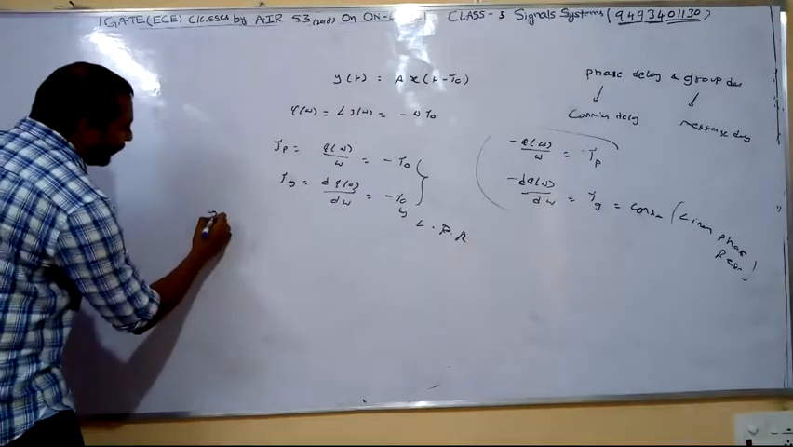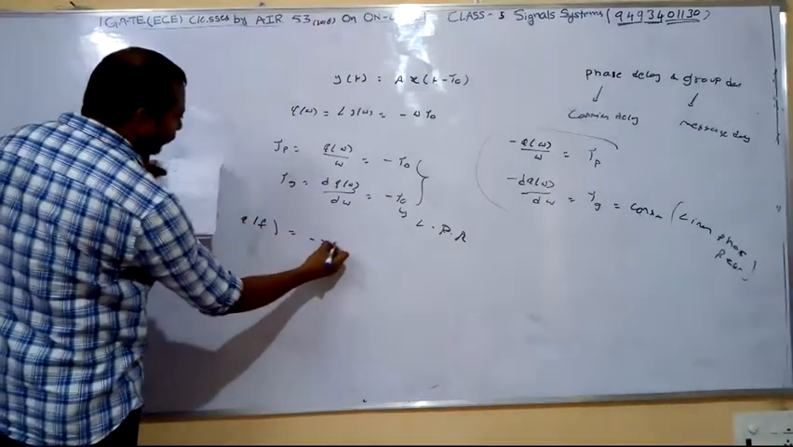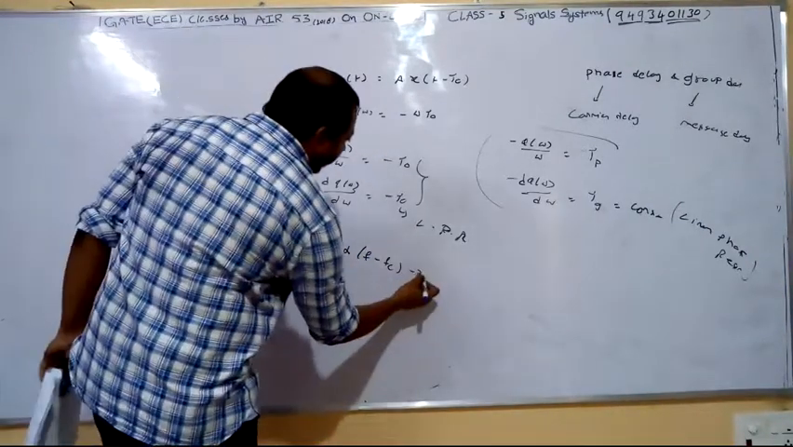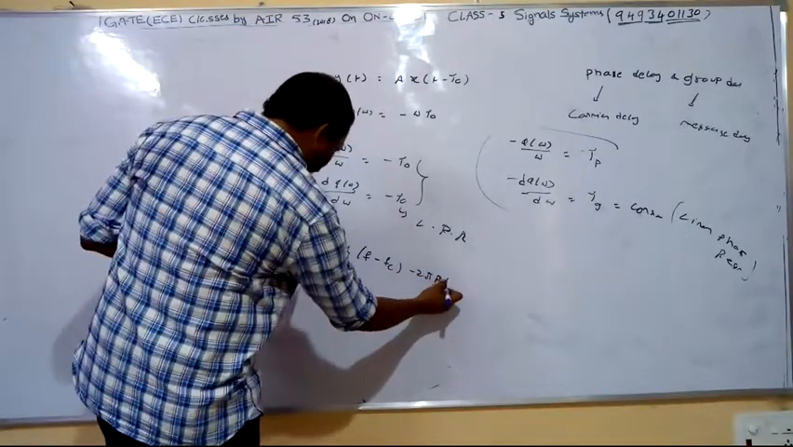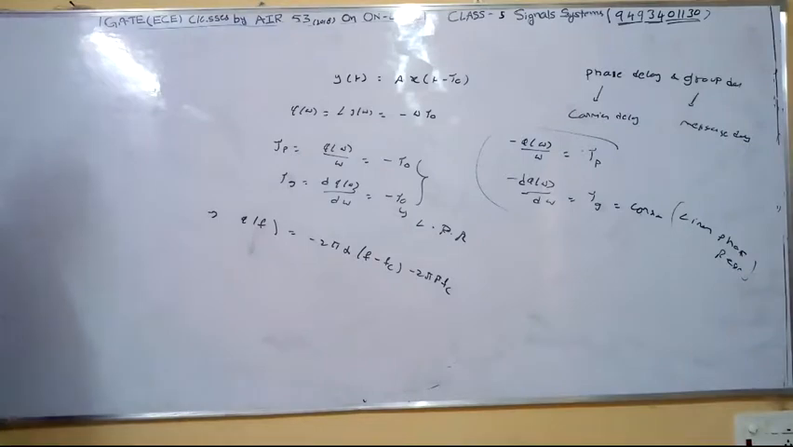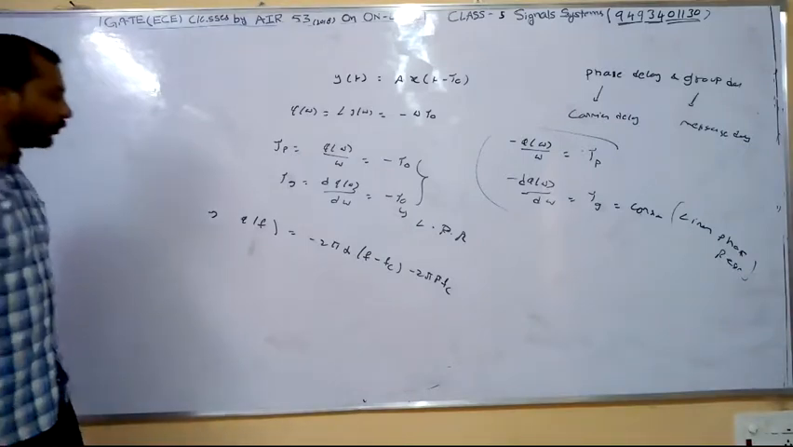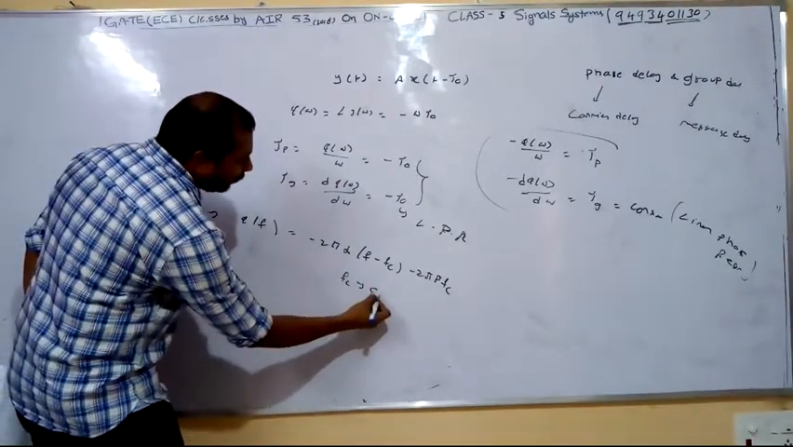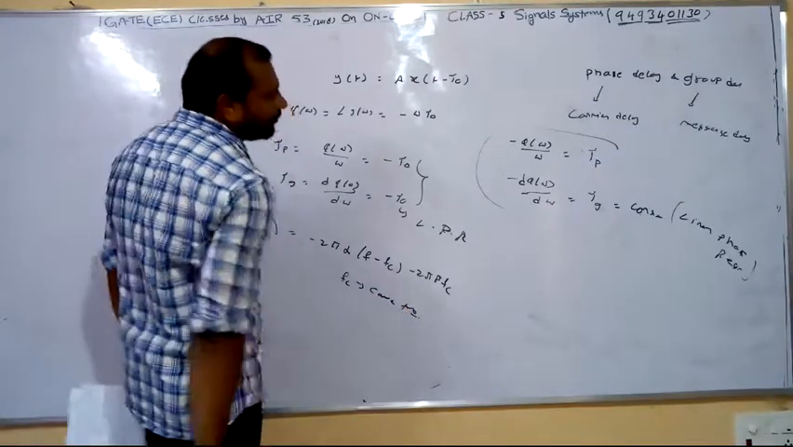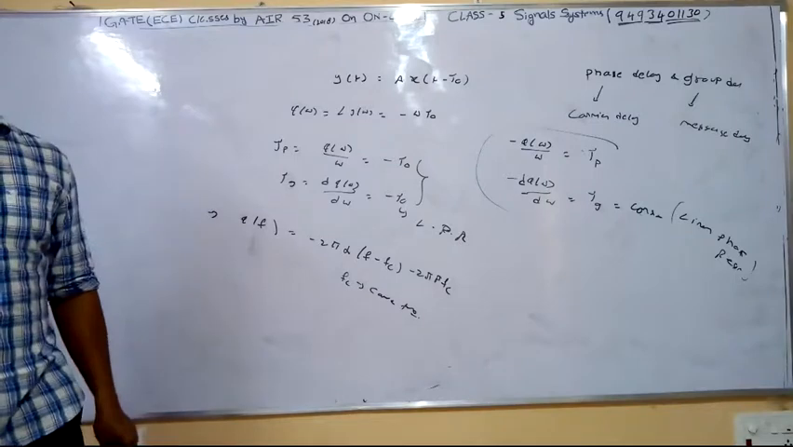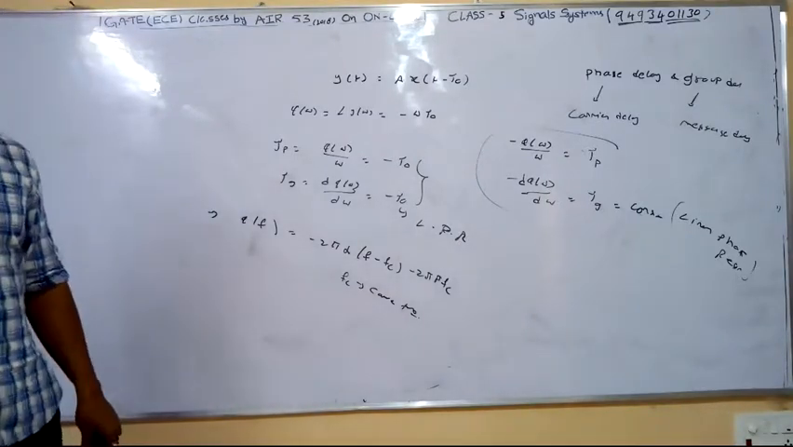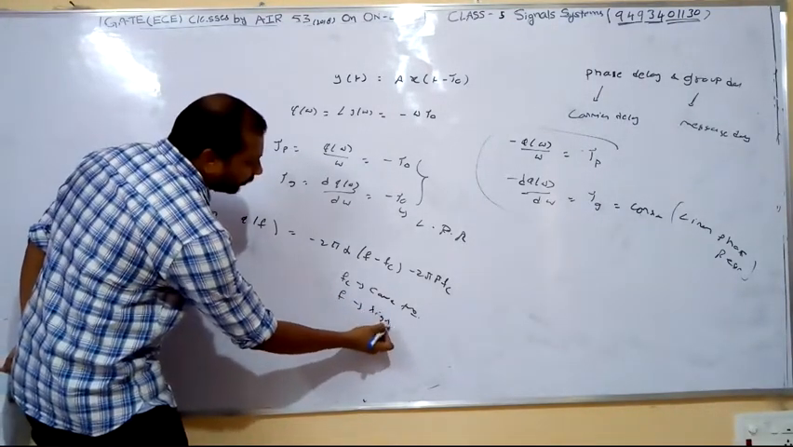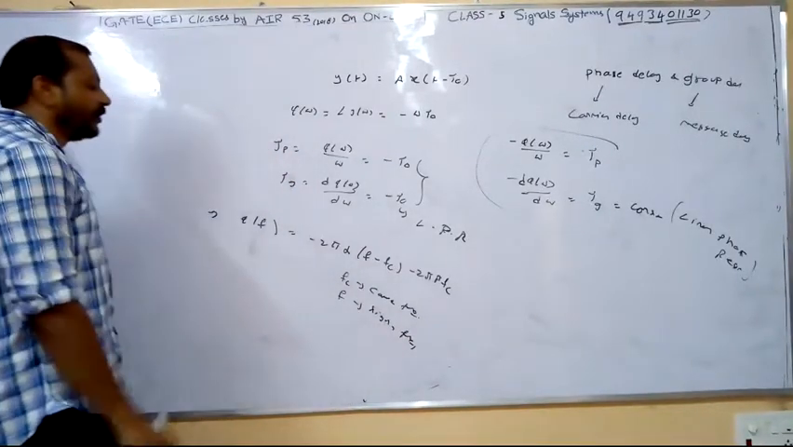Now take a question. The angle phi of f is given as phi of f equal to minus 2 pi alpha into f minus fc, minus 2 pi beta fc. They have given a filter whose phase characteristic is minus 2 pi alpha into f minus fc, minus 2 pi beta fc, where fc is the carrier frequency and f is the message signal frequency. This terminology we will repeat in the communication system. Don't worry about what the carrier and carrier frequency are; we will see them clearly in the communication system.